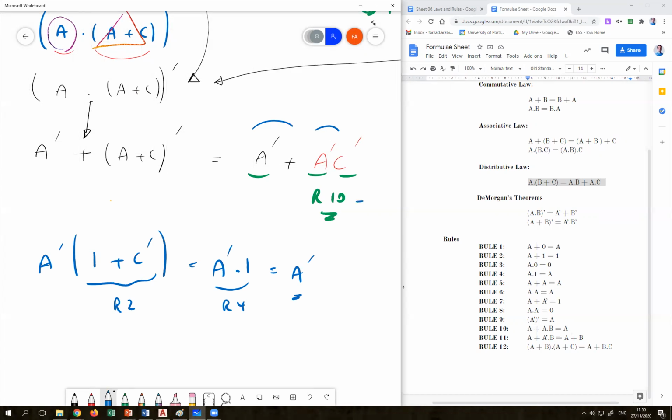Here you could directly say that this is A naught or A naught C naught. It's similar to rule number 10, which is A plus AB. The answer is A naught. So what is important? I use De Morgan's rule, and I could show you that A and (A or C) naught is equal with A naught. Look, we massively simplified this circuit.